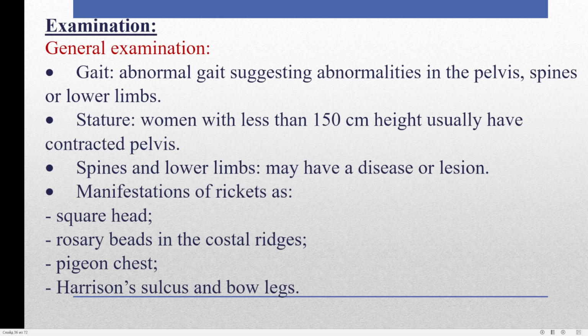What examination? Of course, first of all, it's general examination. Gait: abnormal gait suggests abnormalities in the pelvis, spine, or lower limbs. Stature: women with height less than 150 centimeters usually have a contracted pelvis. Spine and lower limbs may have diseases or lesions. Manifestations of rachitis such as square head or some other signs of rachitis.